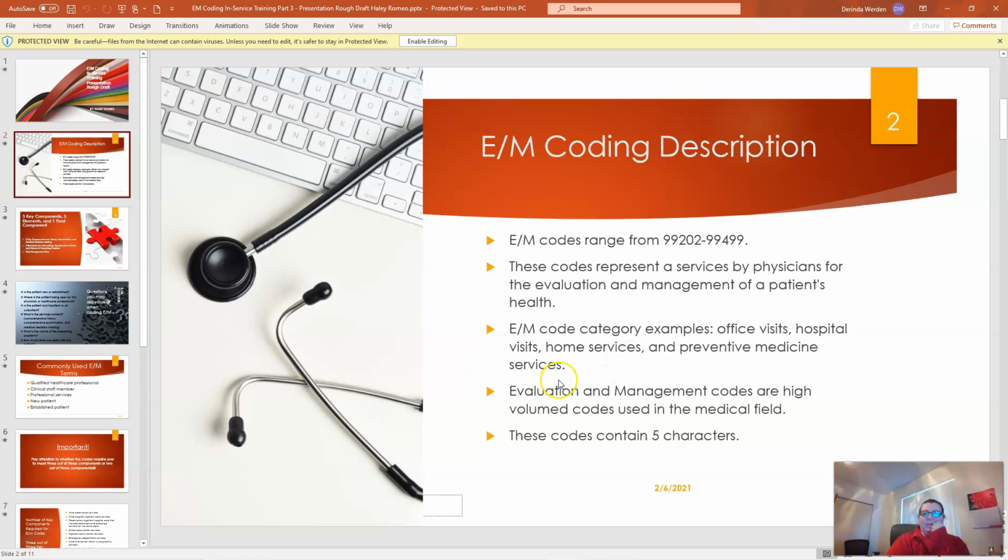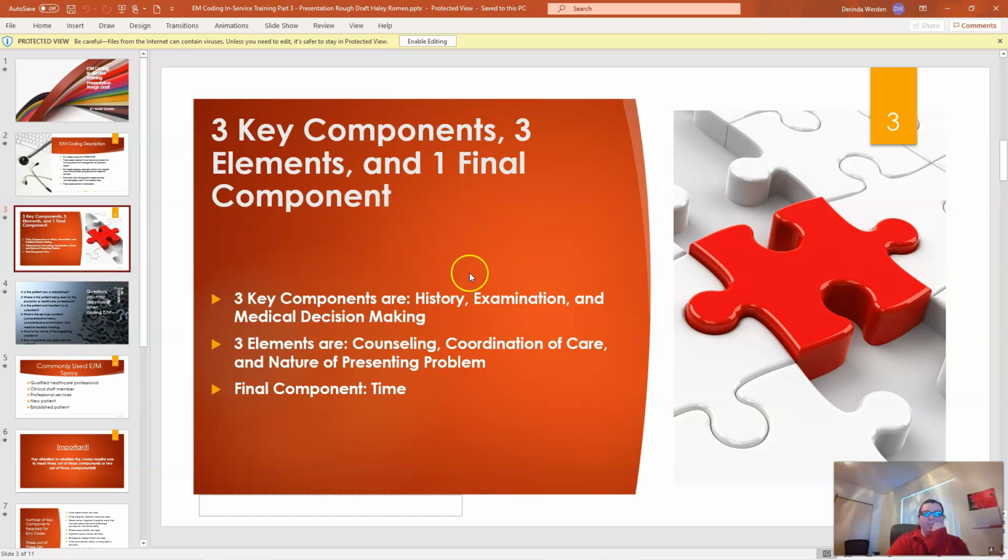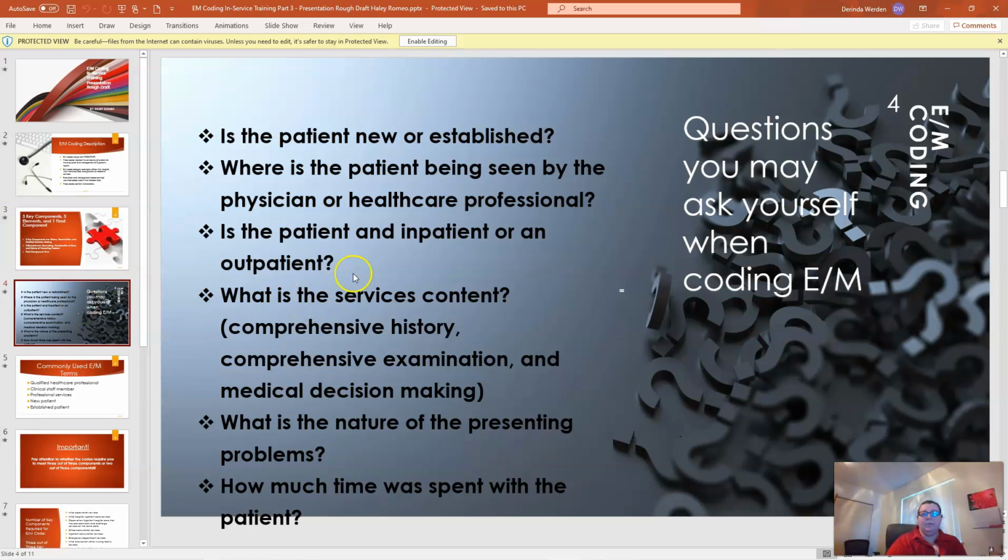You have the E&M coding description. It talks a little bit about the range of codes involved, examples, 3 key components, and a final component. The time: if you're using history, exam, and medical decision making, you're not using time. Time is not the thing that solidifies all E&M codes. So just making sure that's clear.